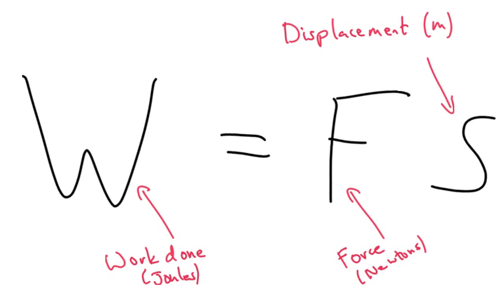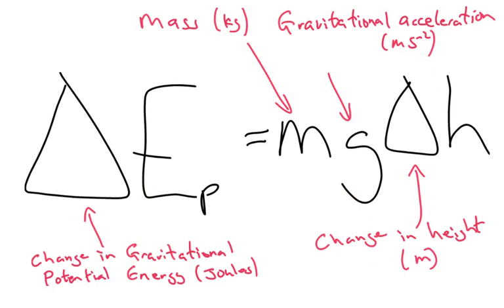Work done, which is measured in joules, is equal to the force, which is measured in newtons, multiplied by displacement measured in meters. The change in gravitational potential energy, measured in joules, is equal to mass in kilograms times by gravitational acceleration, which is in meters per second squared, times by the change in height, which is measured in meters.